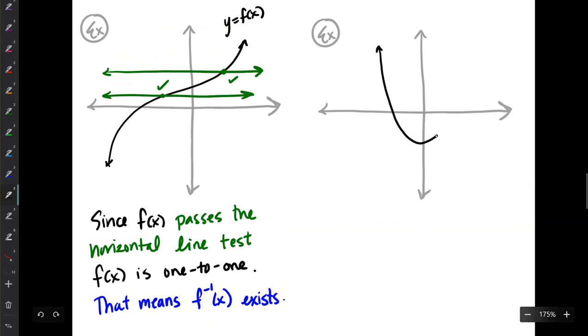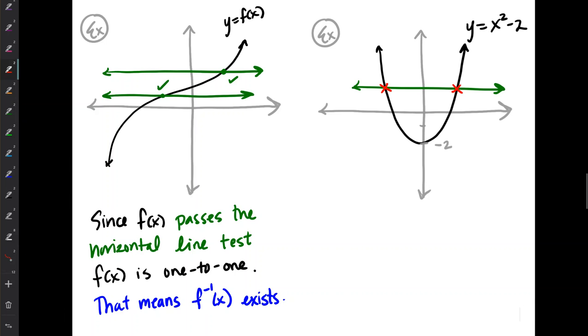How about this? We can even give the name of this guy. How about that's -2? This thing is a function. It passes the vertical line test, but it fails the horizontal line test. Any horizontal line that intersects more than once is a fail.